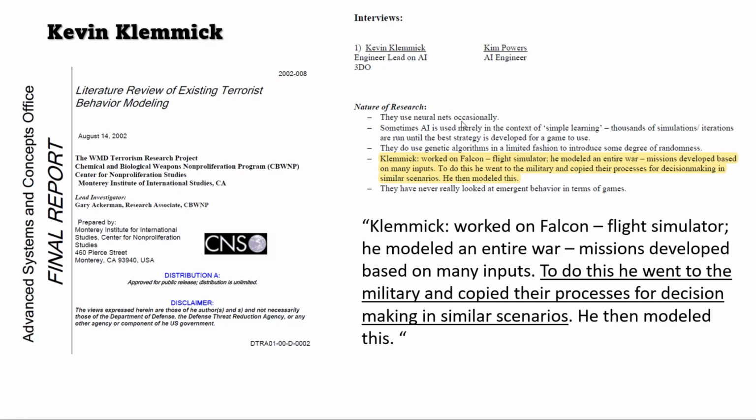So they use neural networks occasionally. Sometimes AI is used more in the context of simple learning, and so on. But what's interesting is what I marked here, and let me zoom in. Klemnick worked on Falcon. Okay, flight simulator, we know that. He modeled an entire war. Yeah, we know that. Missions developed based on many inputs. Okay, so far so good. Now comes: to do this, he went to the military and copied their process for decision making in similar scenarios. He then modeled this.